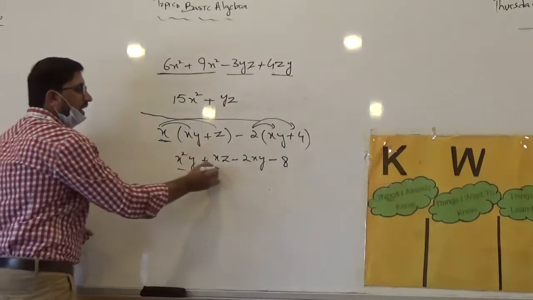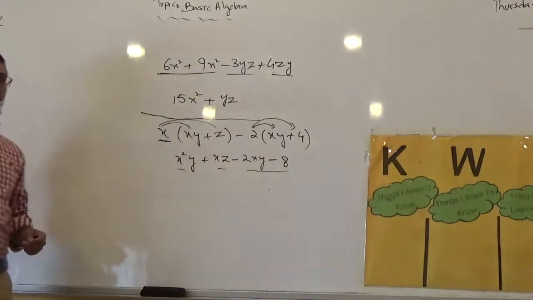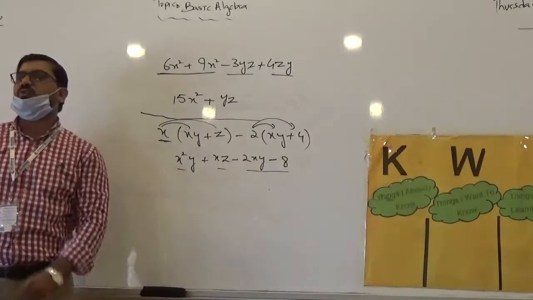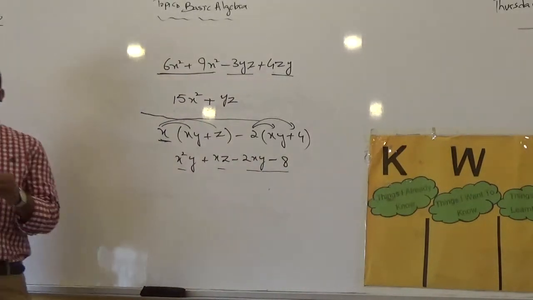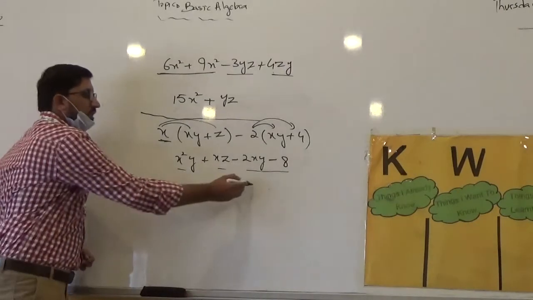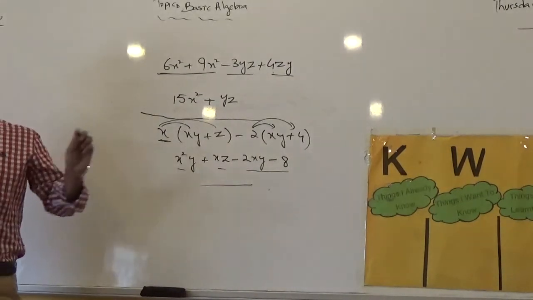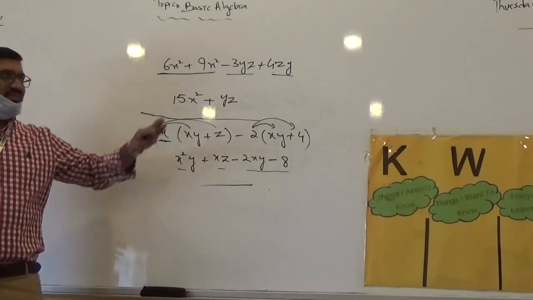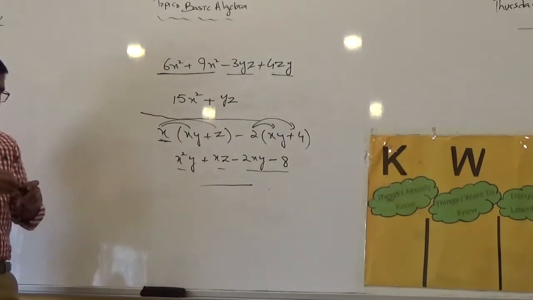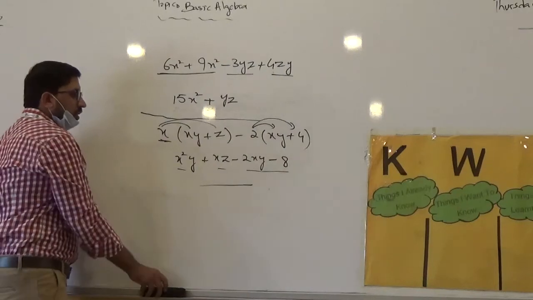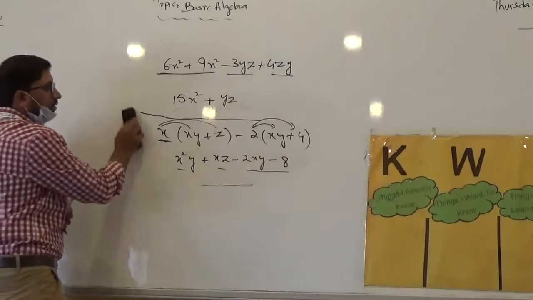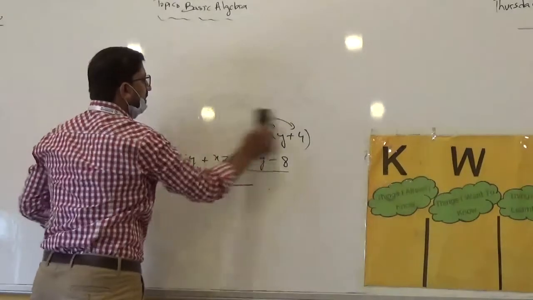Okay, do we have any like terms? This is x squared y, this is xz, this is 2xy, this is 8. So all these four are unlike terms, so no more simplification. That is your answer. This is very basic. This was about the simplifications and expansions of basic algebraic expressions.